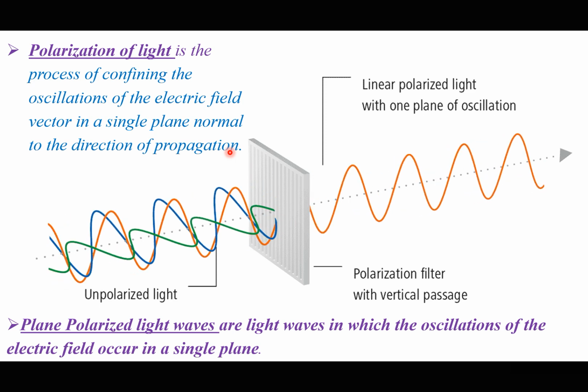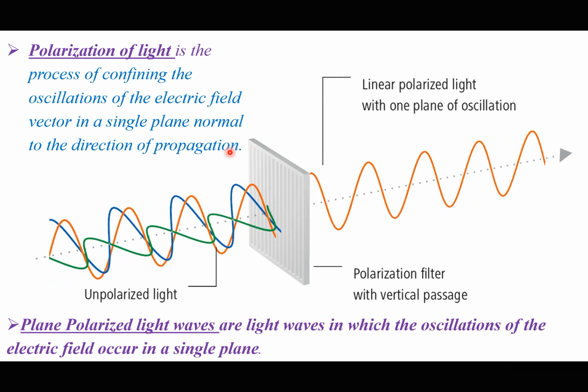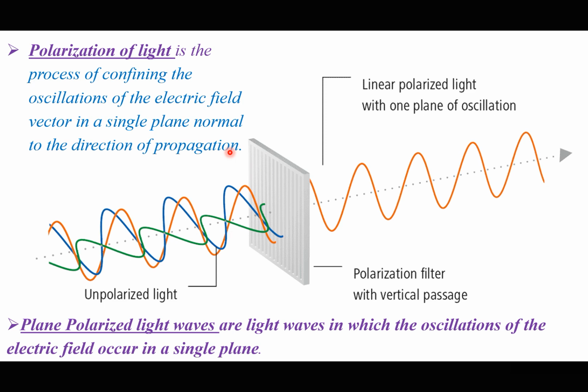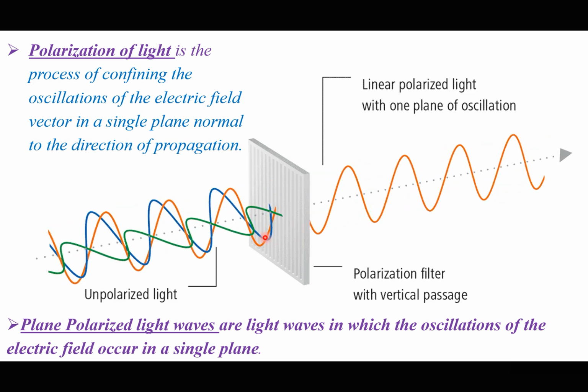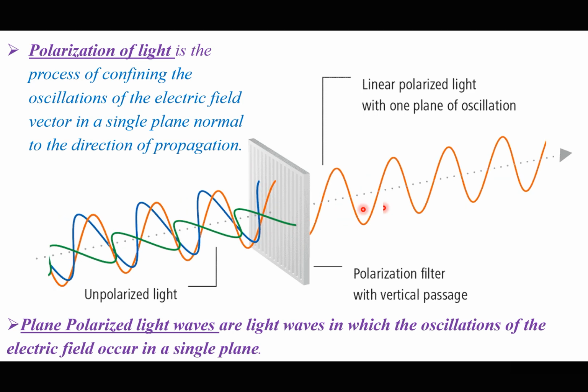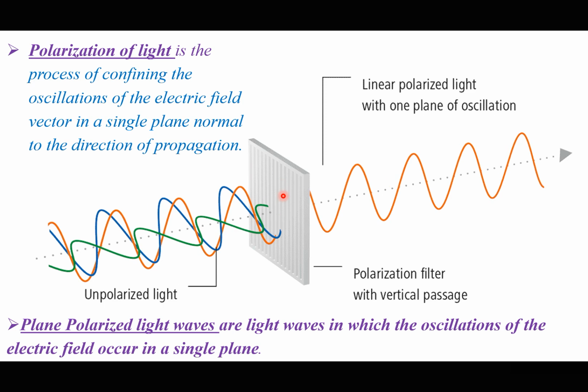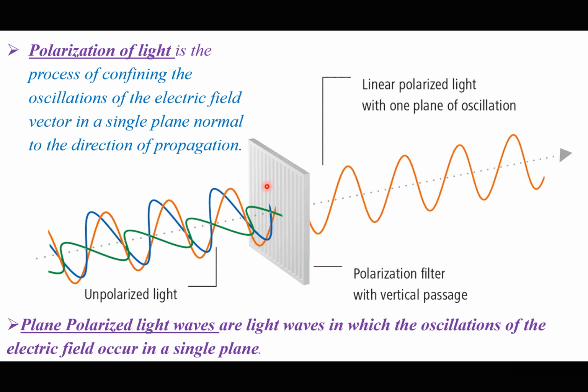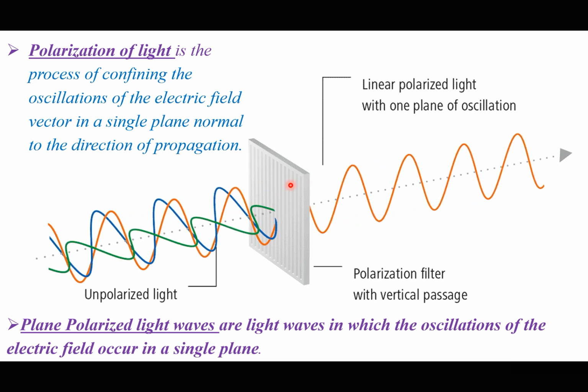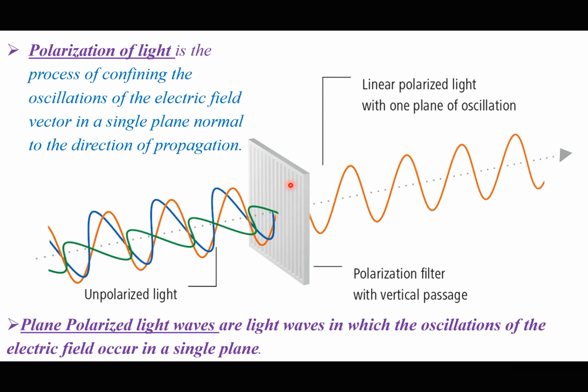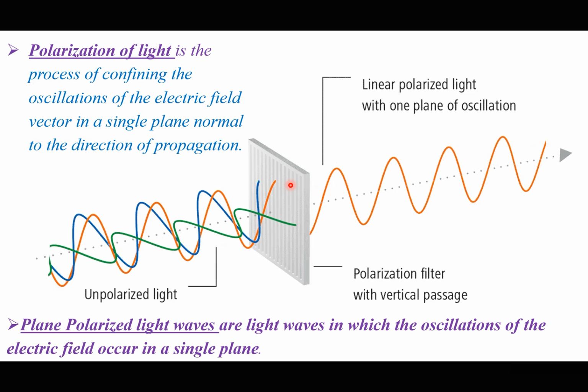Remember, I said an electromagnetic wave comprises both the electric field vector and the magnetic field vector. These two are always perpendicular to each other, but the magnetic field can easily go through a polaroid. It is the electric field vector whose energy can easily be absorbed by the molecules which make up the polaroid. So that's why we can define it in terms of absorption or confining the oscillations of the electric field vector in only one single plane, which plane is always normal to the direction of propagation of energy.